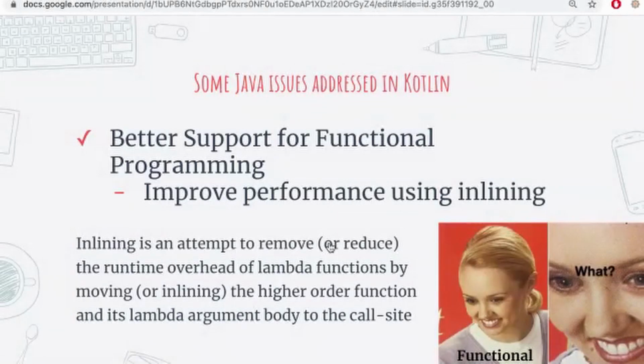Kotlin also does inlining. So this has to do also with functional programming. This is a performance improvement technique. That's what inlining is, which happens under the hood to improve performance. I have a definition of it here, so I'm just going to read it out. Inlining is an attempt to remove or reduce the runtime overhead of Lambda functions by moving or inlining the higher order function and its Lambda argument body to the call site. Wow, if that sounds confusing, don't worry about it.